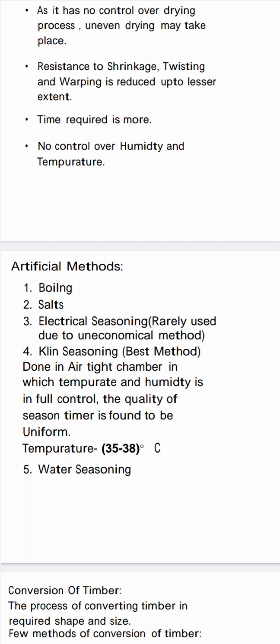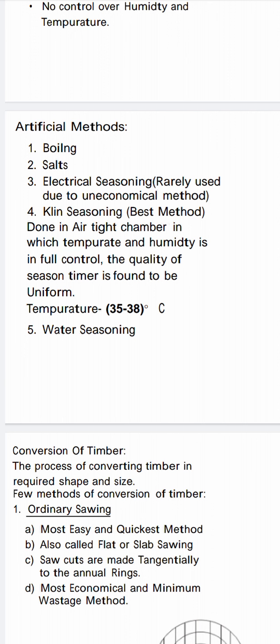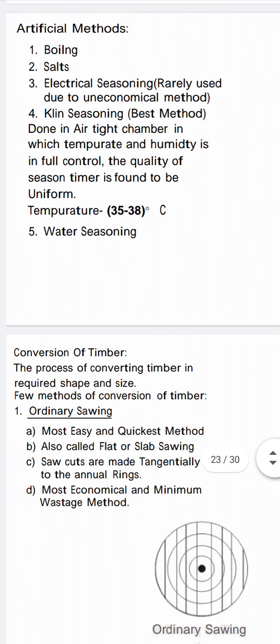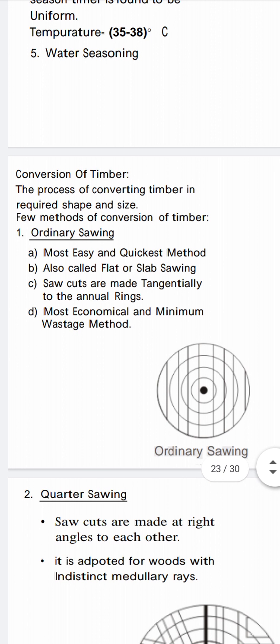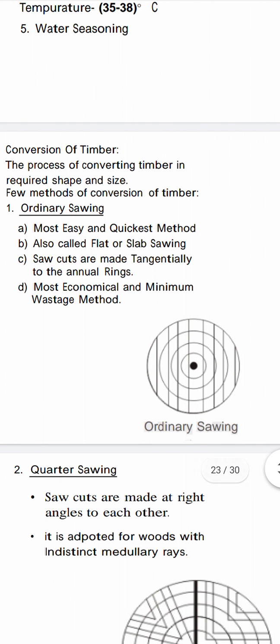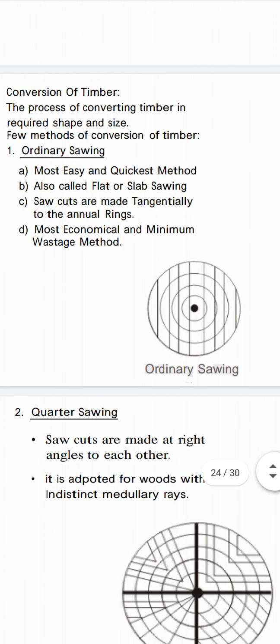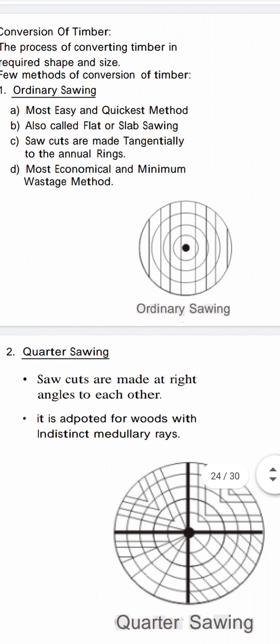Conversion of timber. The process of converting timber into the required shape and size. A few methods of conversion of timber: ordinary sawing, the easiest and quickest method, also called flat or slab sawing. Saw cuts are made tangentially to the annual rings. It is the most economical method with minimum wastage. This is the picture of ordinary sawing.